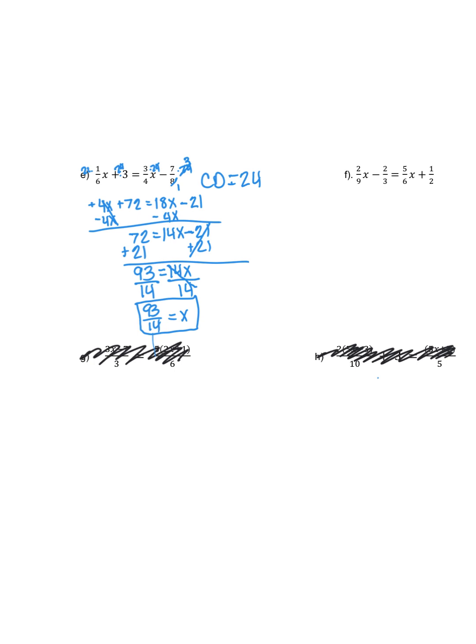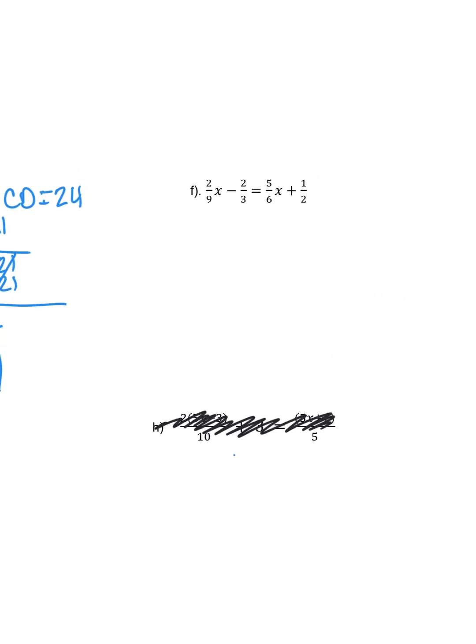Let's go ahead and go to F. 2 over 9x minus 2/3 equals 5/6 x plus 1/2. What is our common denominator here? Well, if we multiply these, maybe 3 times 6 is 18. We also know 2 times 9 is 18. So it is safe to say our common denominator here is 18.